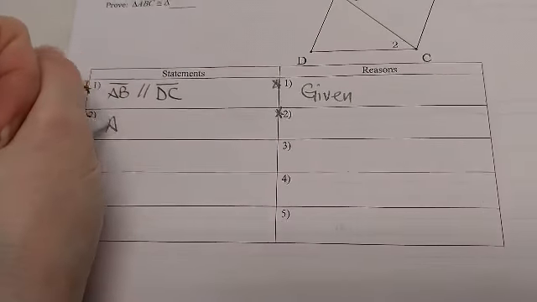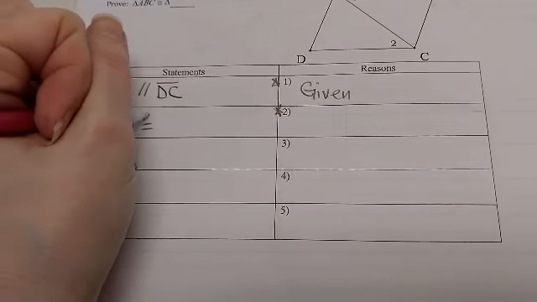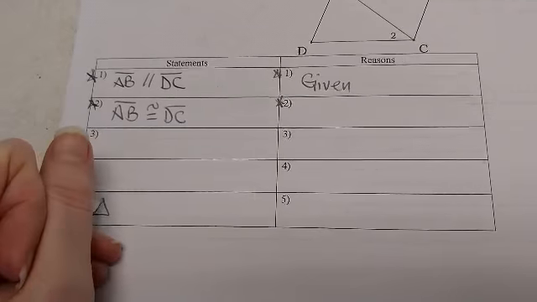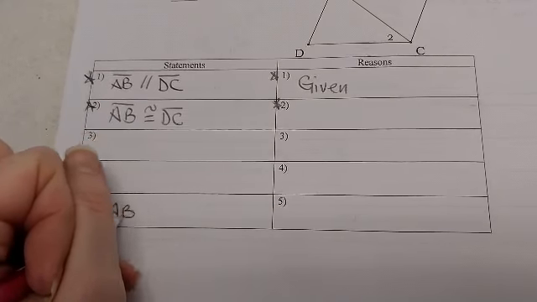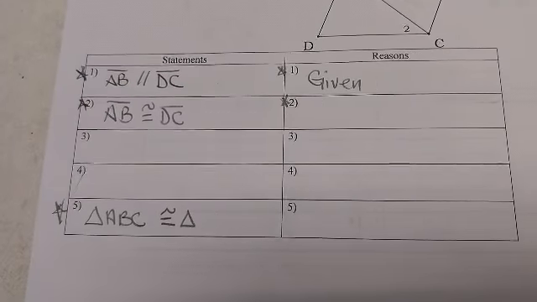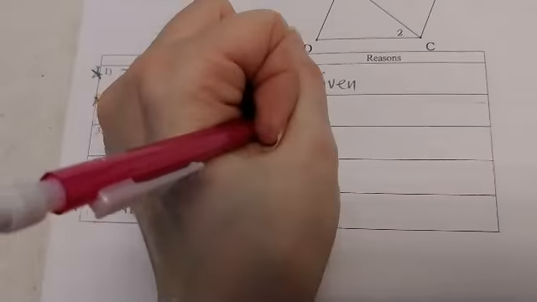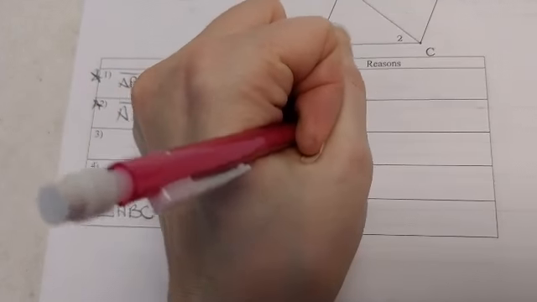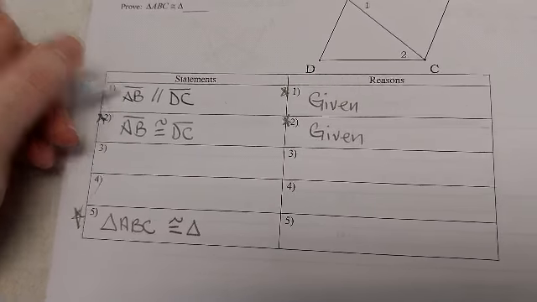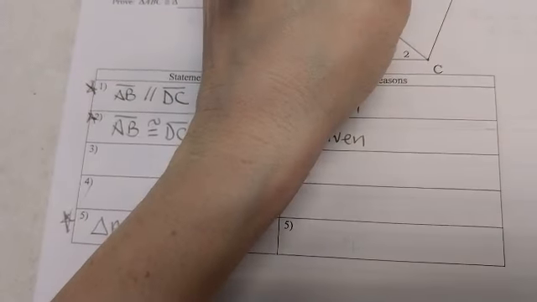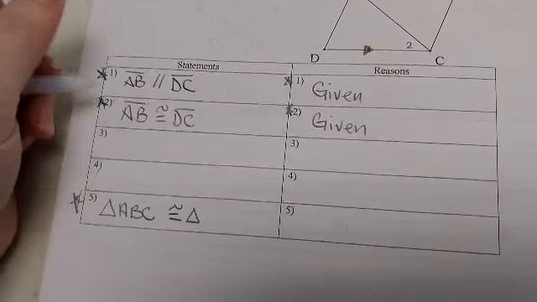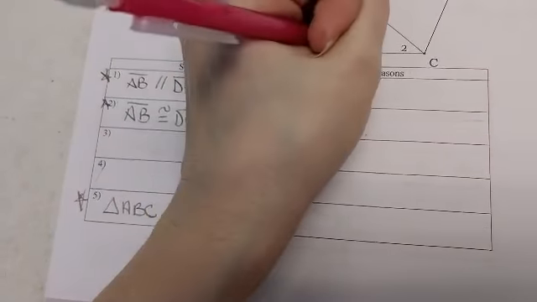So the other thing they tell me is that AB is congruent to DC, and my goal is to prove that triangle ABC is congruent to triangle, I don't know yet. Okay, so I know that AB is congruent to DC because they gave it to me. So I'm going to go ahead and mark that I know AB is parallel to DC. So remember, parallel is our triangles. And I also know that AB is congruent to DC, so it's also going to have a hash mark.